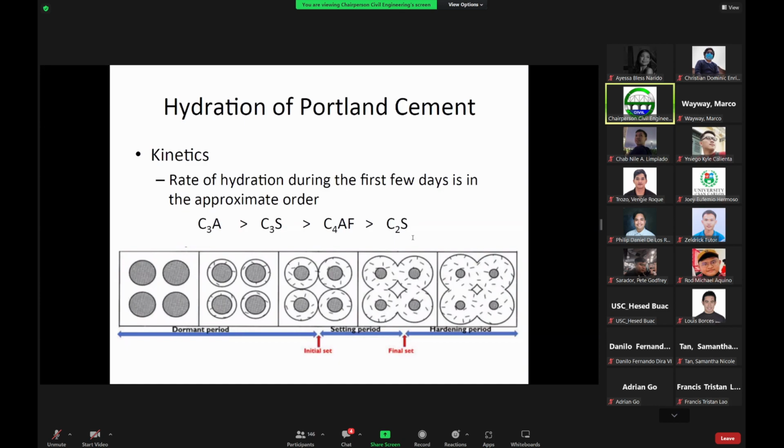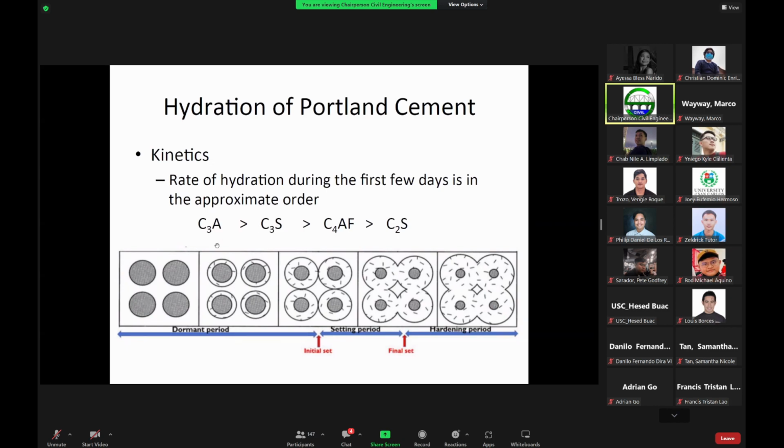It's assumed, for simplicity purposes, that the hydration of each compound occurs independently of each other. But in reality, that's not the case, because your C3A and your C4AF both compete for the gypsum. They both need the gypsum to form hydration products. And this gypsum content is also known to accelerate the hydration of your C3S. So for the sake of our discussion, we're gonna assume that the hydration of these compounds takes place independently instead of simultaneously with each other.